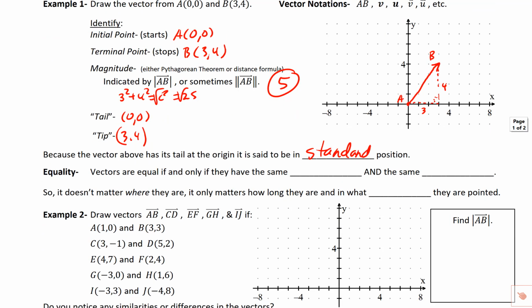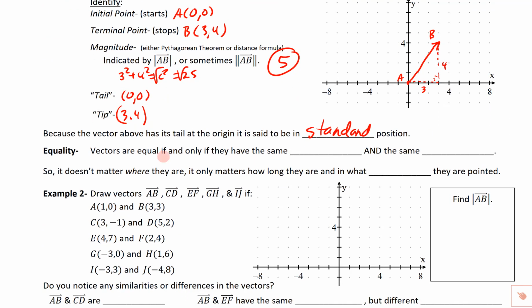And let's also talk about what equal vectors are. Vectors are equal if and only if they have the same magnitude and the same direction. They've got to have both. Now this if and only if means if we say they're equal, we know for sure that they have the same magnitude and the same direction, but it also goes backwards. If we know two vectors have the same magnitude and the same direction, then we call them equal. And it doesn't matter where they are, it only matters how long they are and in which direction they point.